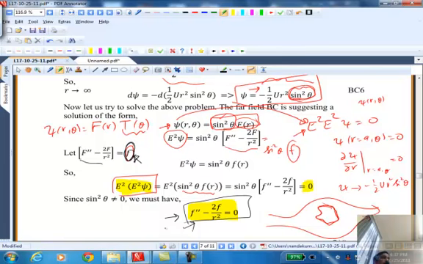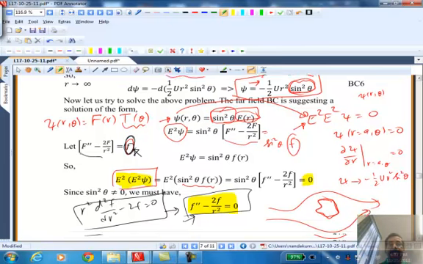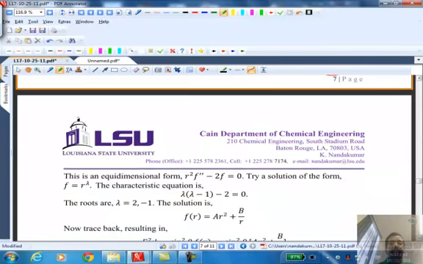It's a linear ODE, but with a variable coefficient, but it's called an equidimensional system. So you have something like r squared d squared f/dr squared minus 2f equal to 0. Typically, the ansatz is that you will say f is equal to e to the power lambda r, but in this case, you'll have to try a solution of the form f is equal to r to the power lambda. Lambda is your characteristic root.